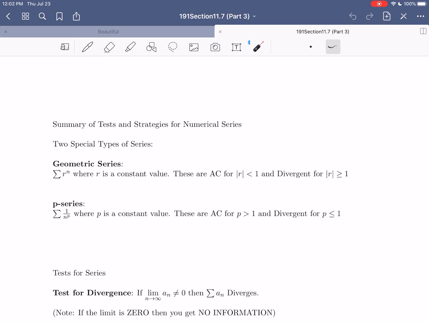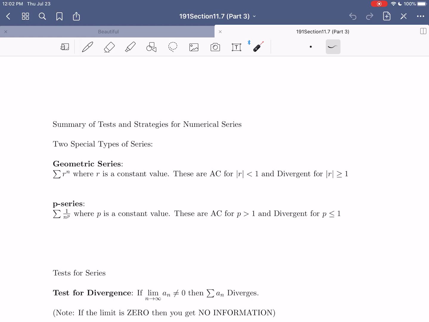In today's video, we're going to be finishing up our summary of numerical series. In the first couple of videos, we went back over what it meant to be absolutely convergent, conditionally convergent, and divergent for series. We also saw the differences between what it means to converge as a sequence as opposed to converging as a series.